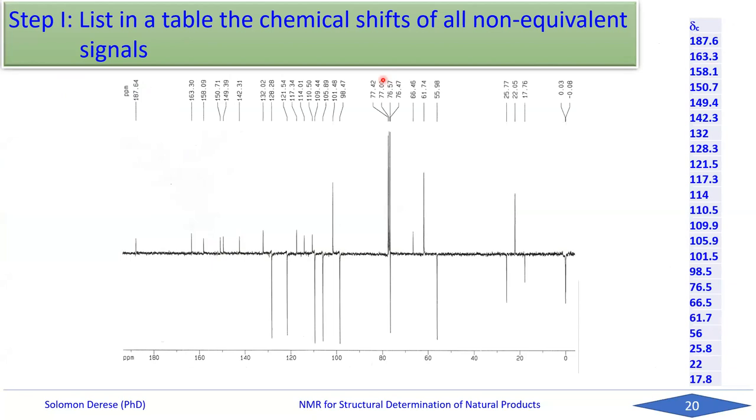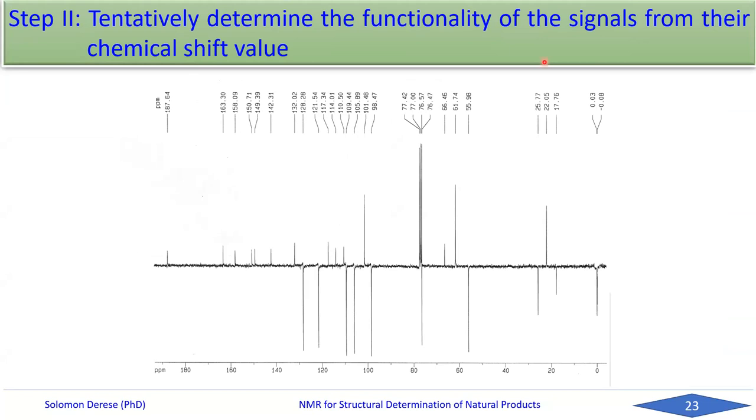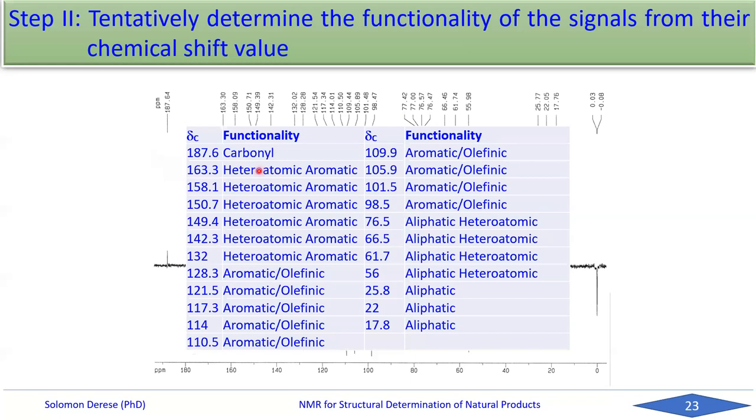And then after that, you tentatively determine the type of functionalities from the chemical shift value. As you are aware, those that resonate around this area are mainly carbonyl compounds. Those that are around here are aromatic, most probably those on a heteroatom, like hydroxyl or oxygenated, or those with nitrogen, etc. And those on these sides are aliphatic. Based on that, you classify this as carbonyl, hetero aromatic. You do this tentatively first, but as you go along with your analysis, you might be forced to revise this.